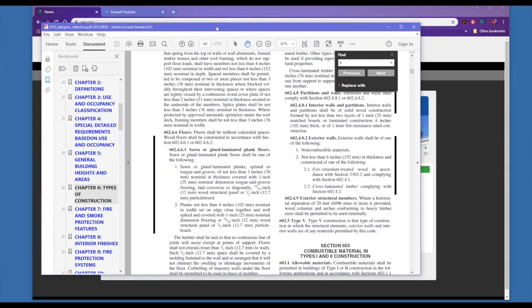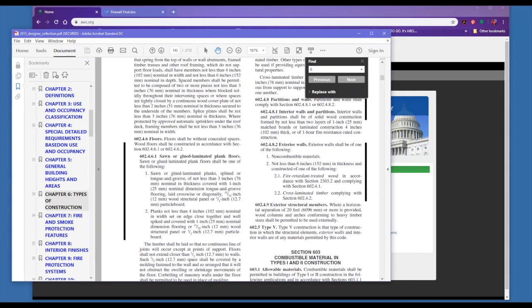Okay, so one other question came up. I mentioned the 6-inch dimension and where it is required in heavy timber construction. And so here, section 602.4.8.2, exterior walls shall be one of the following: non-combustible material not less than 6-inch dimension, shown here. And it allows fire retardant treated wood. So that's where that 6-inch dimension comes from.